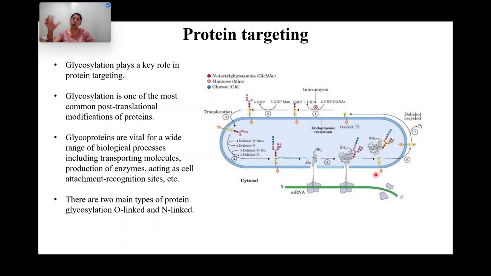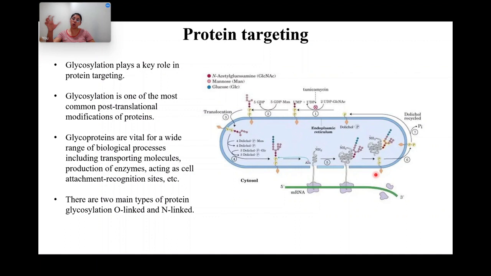But the only thing is, this is much less complex as compared to N-glycosylation, where you have mannose. The mannose is added and removed in very different ways so that they can give rise to a very complex glycosylated structure.